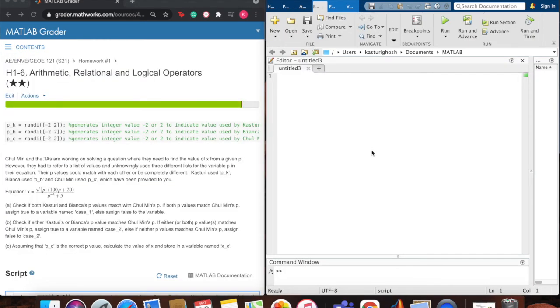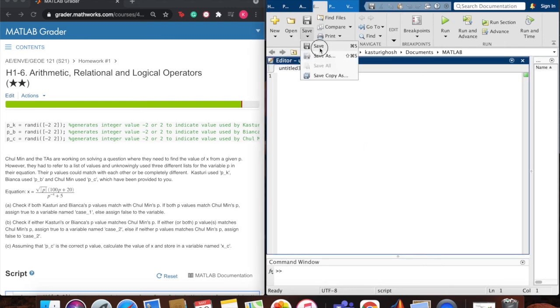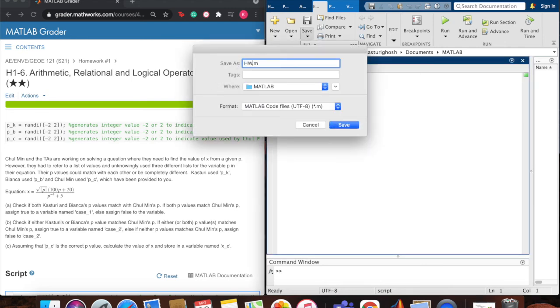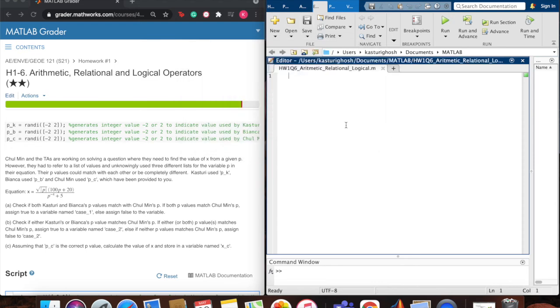Hello. We're finally on our last solution, homework 1, question 6, arithmetic, relational, and logical operators. I will start by naming my file. Save, and I'm going to say homework 1, question 6, arithmetic, relational, logical, and saved. All right. So the first thing I'm going to do is read the question.